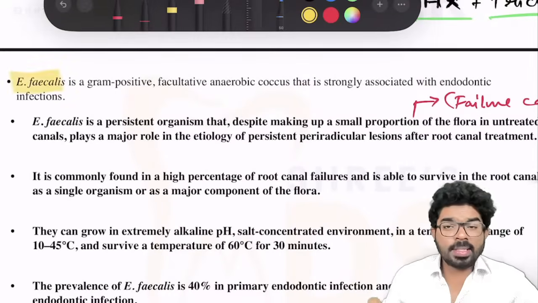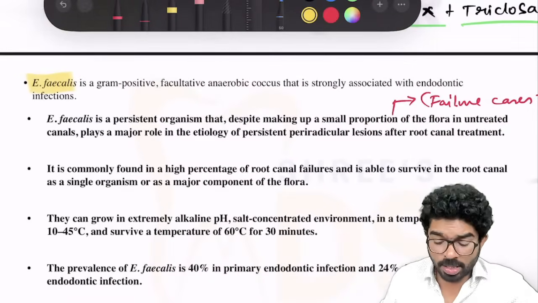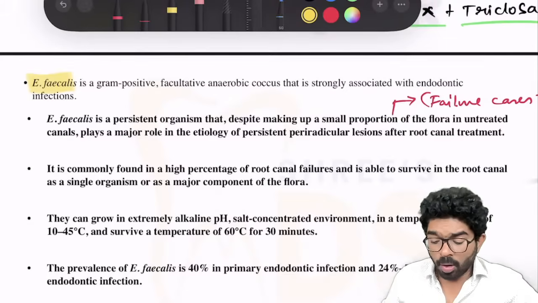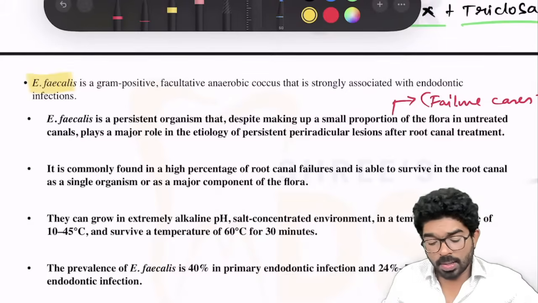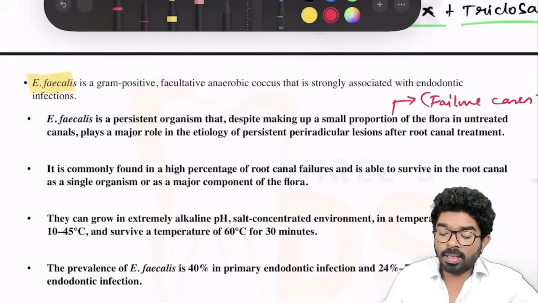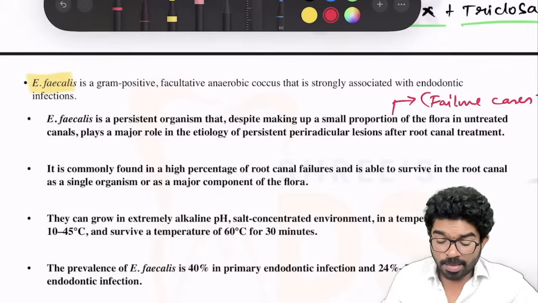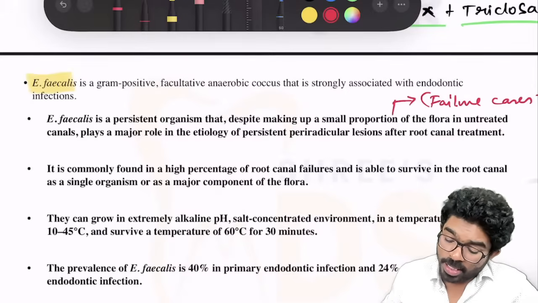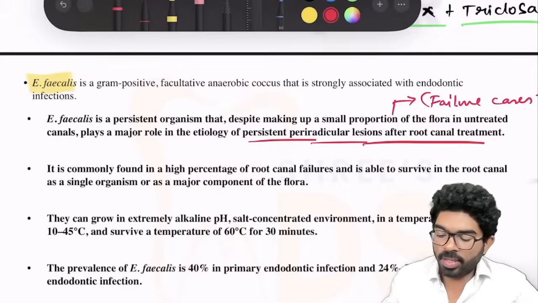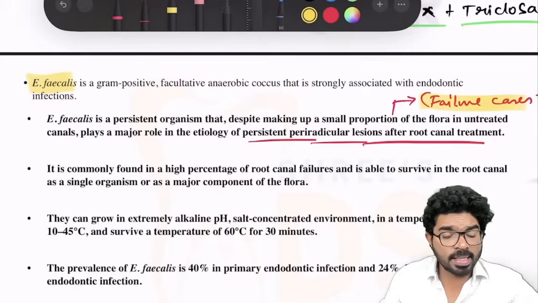These are notes straight from your Grossman, which are very, very important. E. faecalis is a gram-positive facultative anaerobic coccus that is strongly associated with endodontic infections. It is a persistent organism; despite making up a smaller proportion of the flora in untreated cases, it plays a very important role in persistent periapical infections of the root canal. So this is the most common organism responsible for failed cases.